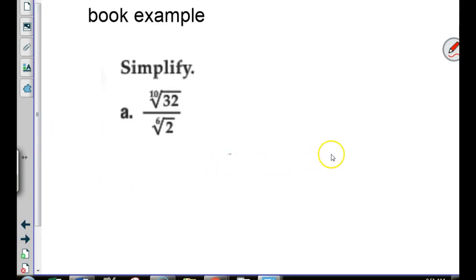So this is a book example. Interesting. They're not the same, right? Let's write this as a fraction. This is 32 to the 1/10th, and this is 2 to the 1/6th.